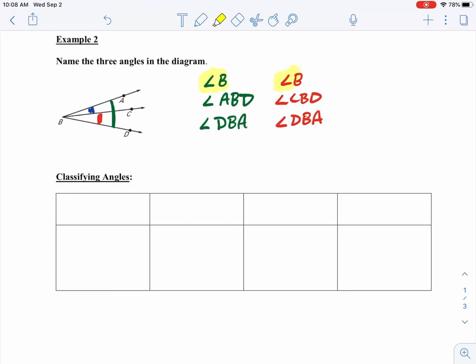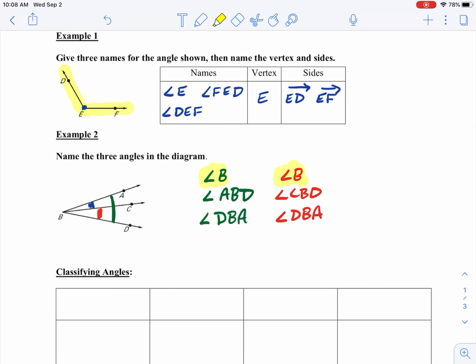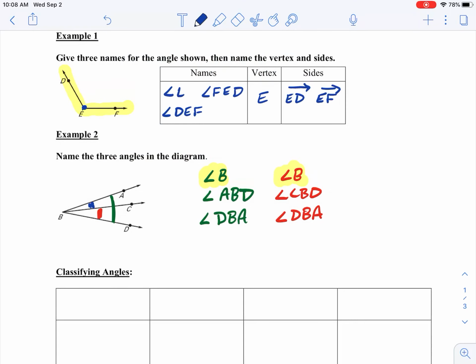But take a look at these first names we listed. That is our problem. We cannot use just one vertex letter name in situations like this where multiple angles could be called angle B. The reason why it worked up here for this angle is because there is no other angle there. So this name was completely fine. However, that name, I got rid of that. That name would not be fine if something else were to be added.